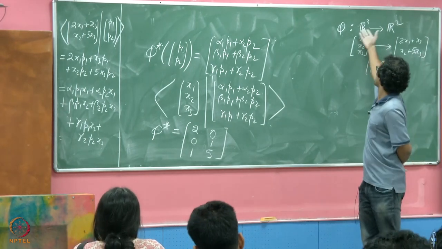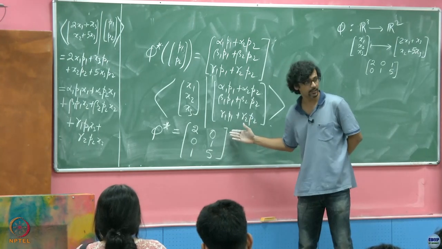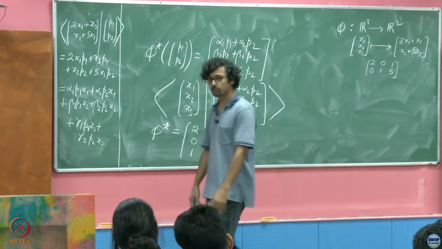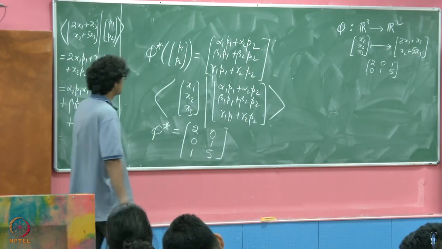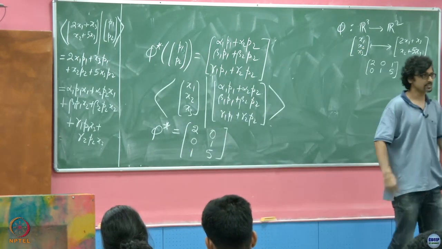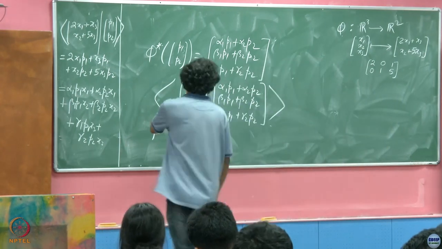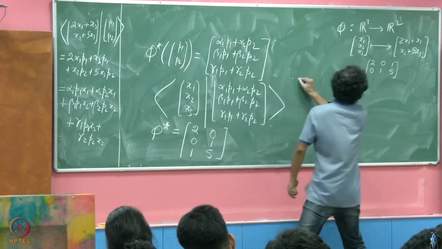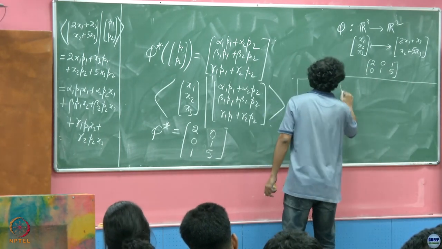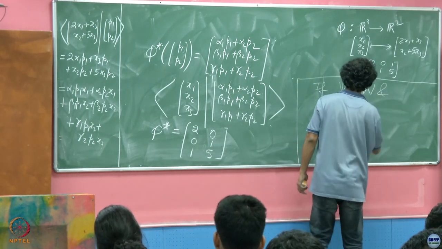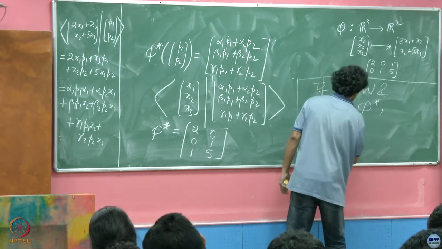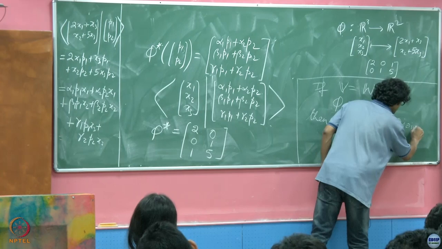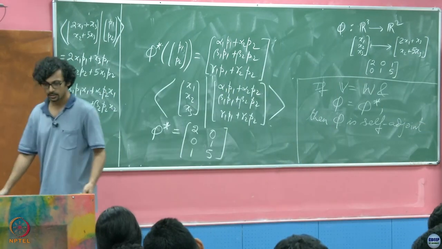Now, if you are dealing with complex inner product spaces, you would be required to take the complex conjugation of each term here as well, right? So now comes the notion of what is called a self-adjoint operator. If it has to be self-adjoint, can the two vector spaces be different? If it's an operator, then it has to be a mapping from itself to itself, because the matrices themselves will not be of different sizes, right? So self-adjoint is when, if V is equal to W and phi is equal to phi star, then phi is self-adjoint.